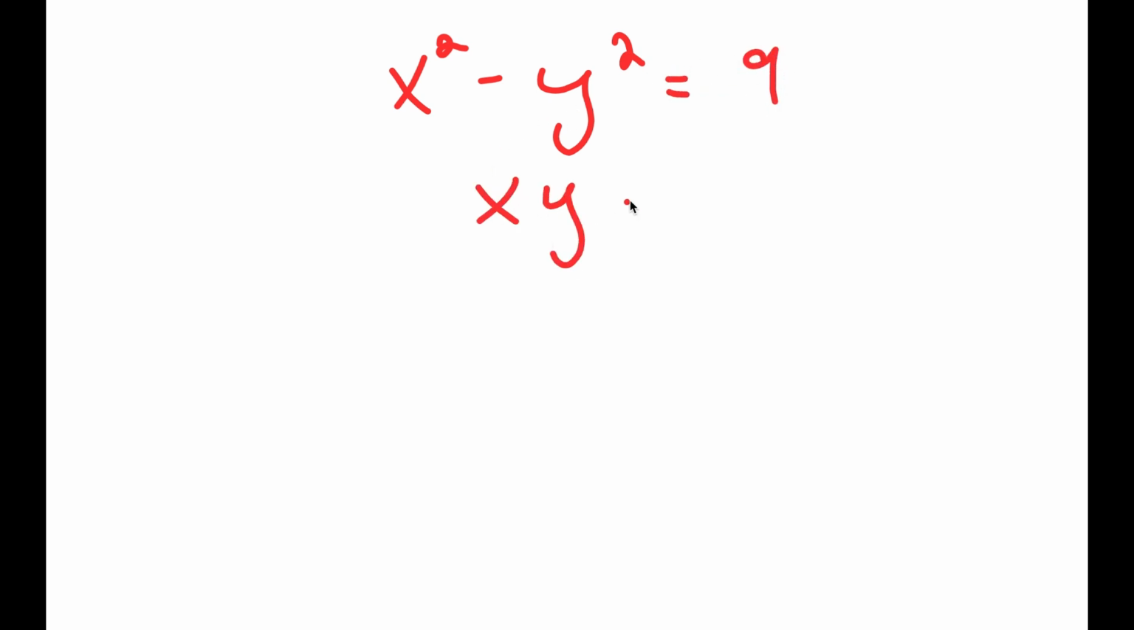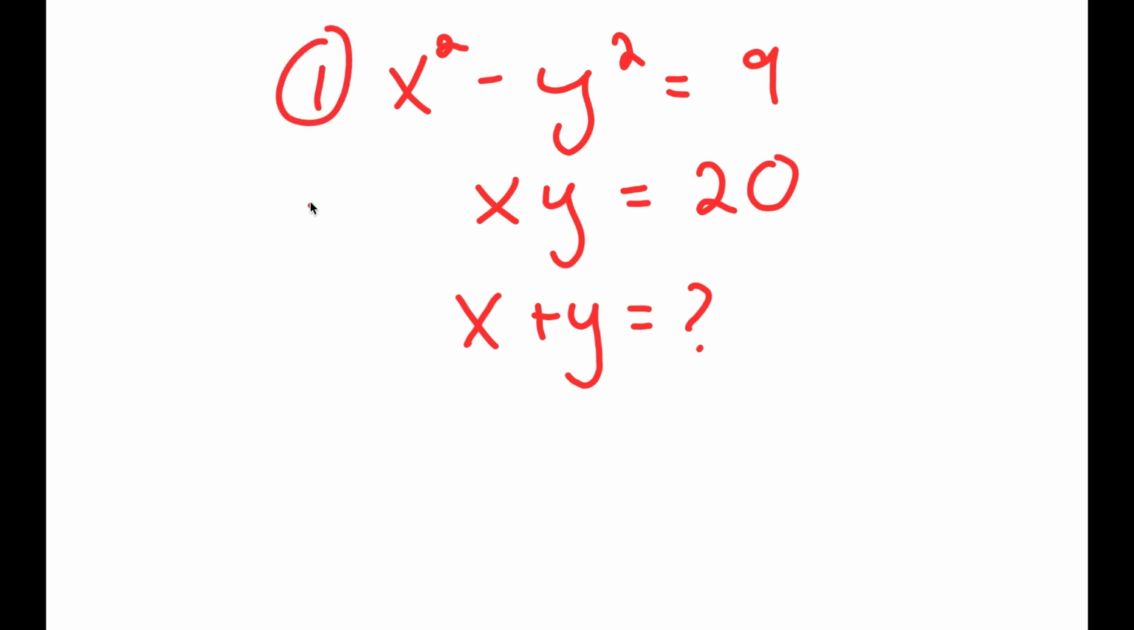Alright, so in this video, I have an interesting system of equations. For my first equation, I have x squared minus y squared is equal to 9. And for my second equation, I have x times y is equal to 20. I want to find the value of x plus y using these two equations. I'm going to label this equation 1 and this equation 2.